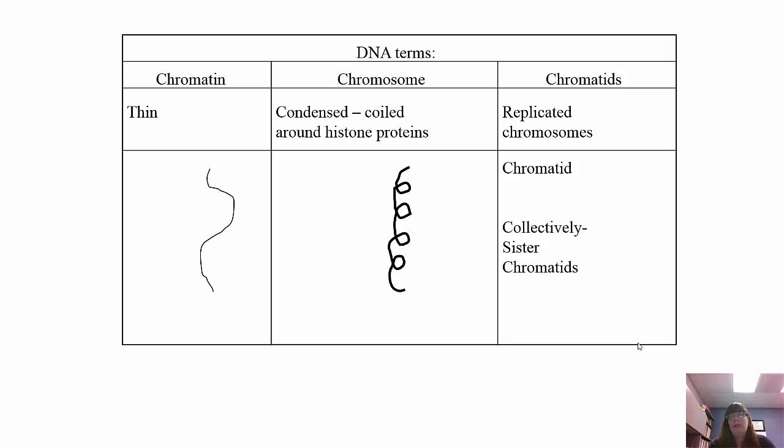Chromatids are the chromosomes in their replicated state. They have 2 chromatids, each one, like so. They're joined at the centromere.